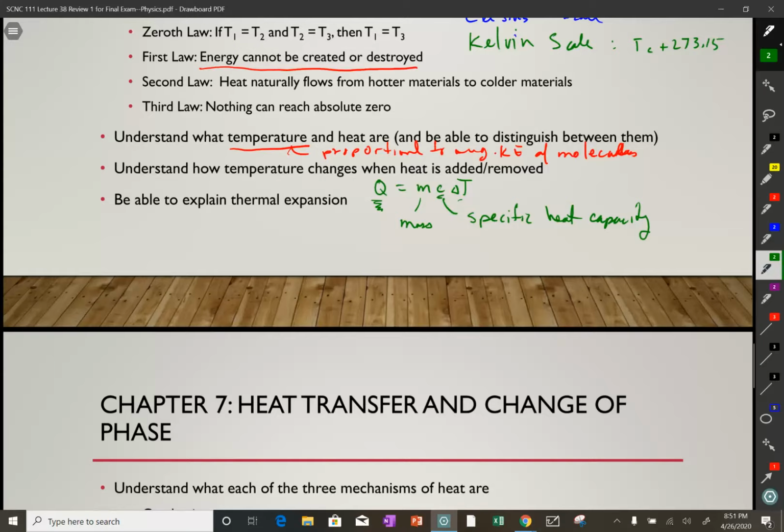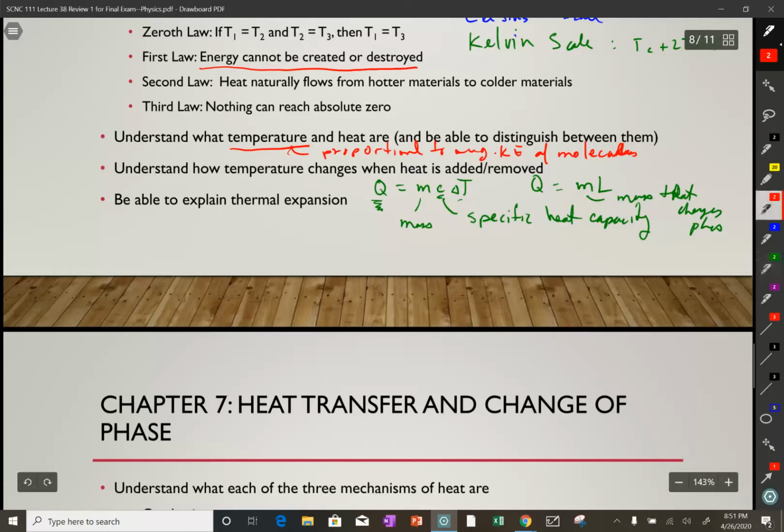If you change phase, meaning going from liquid to solid or solid to liquid or liquid to gas, you don't change temperature when you put in heat. That energy goes into breaking them free. So changing phase is at constant temperature, and we had a different equation. I don't think we used it in this class. But Q equals mL, where m is the mass that changes phase, and L is called the latent heat.